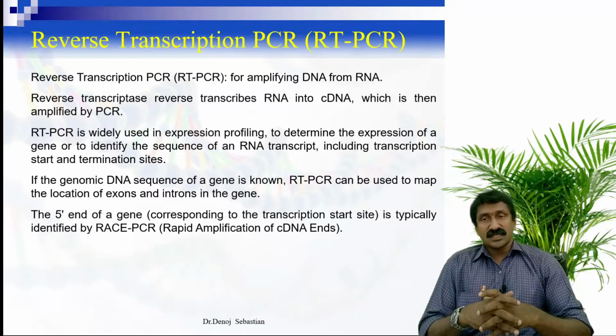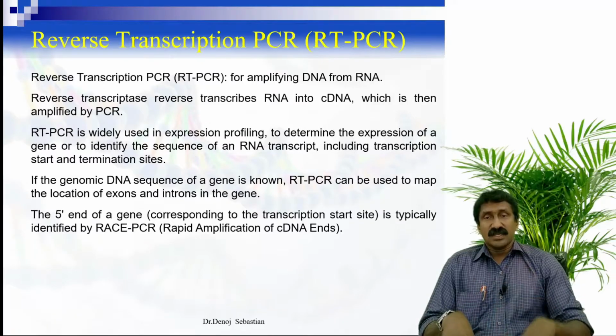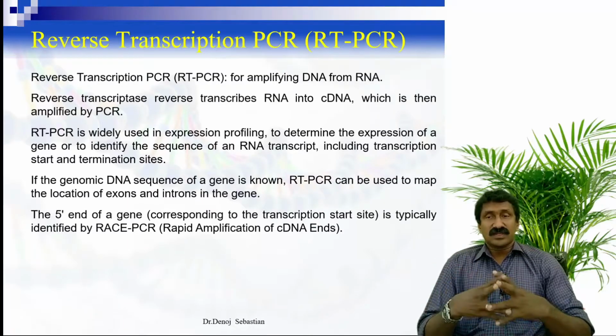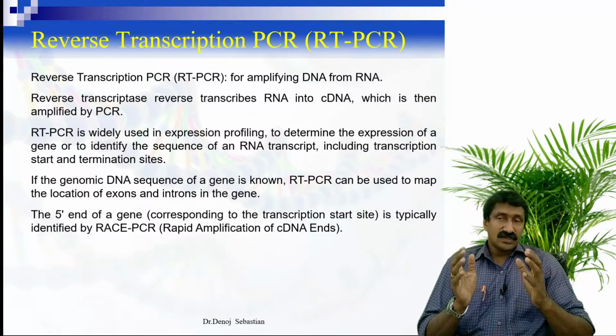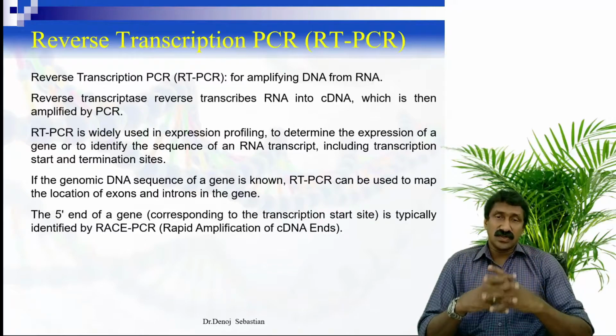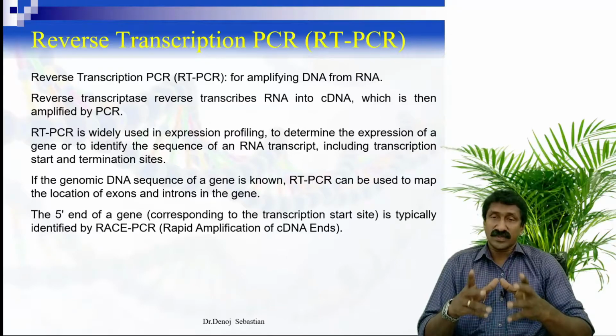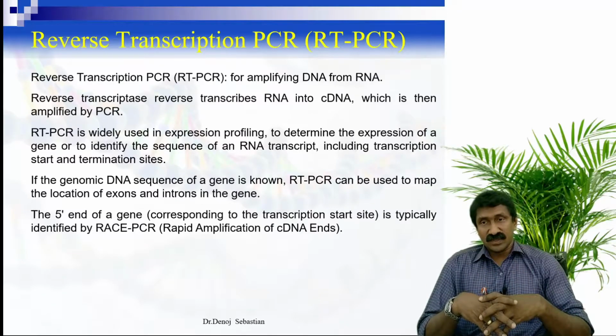So the RT-PCR is widely used in expression profiling to determine the expression of a gene or to identify the sequence of an RNA transcript, including the transcription start and termination sites, etc. If the genomic DNA sequence of a gene is known, then RT-PCR can be used to map the location of exons and introns in the gene.